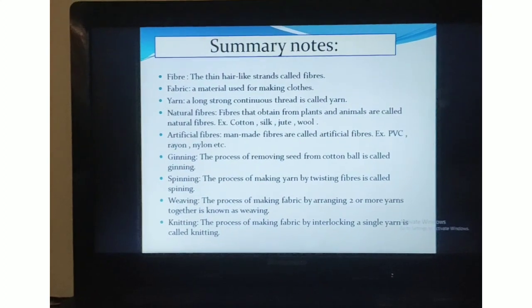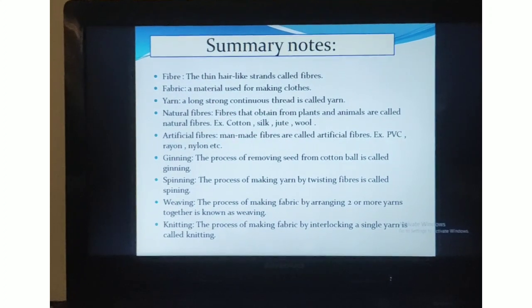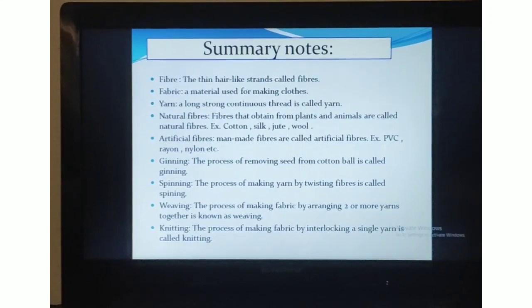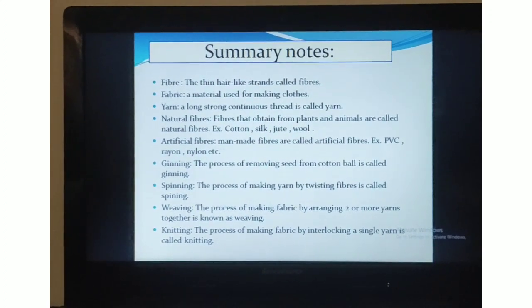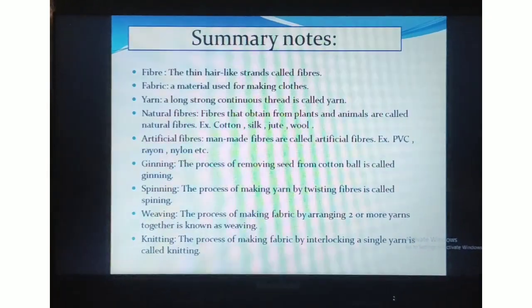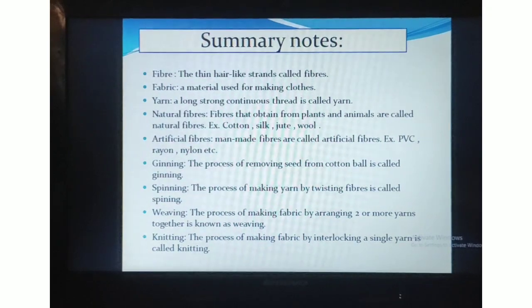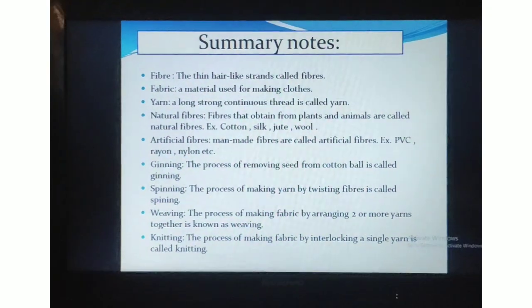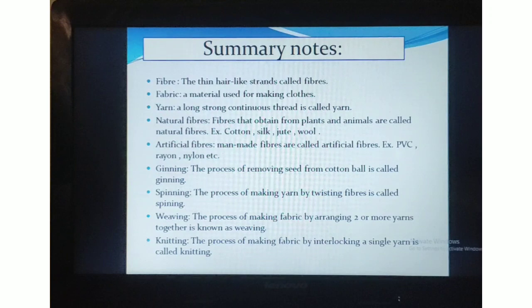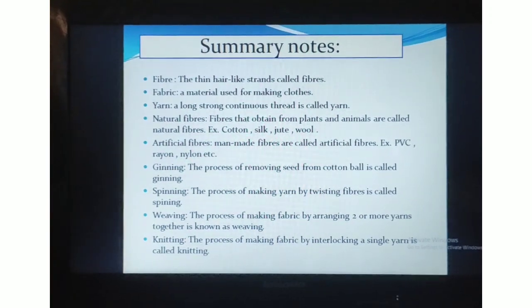Then we understood the other type, that is artificial fibers. Man-made fibers are called artificial fibers. If you want to note down the notes, you can just pause the video and copy it. Next one, examples of artificial fibers are PVC, polyvinyl chloride, rayon, nylon, etc.